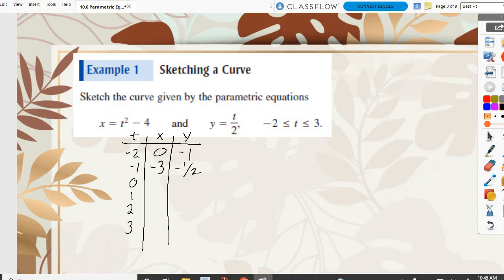If we plug in 0, we get -4 and 0. If I plug in 1, -3 and 1/2. We plug in 2, 0 and 1. And then we plug in 3, 5 and 3 halves.